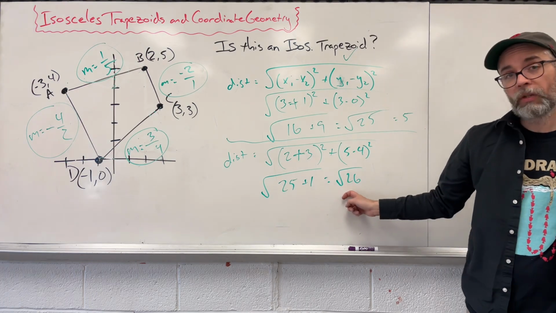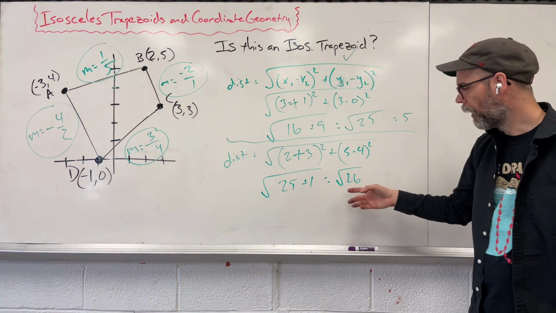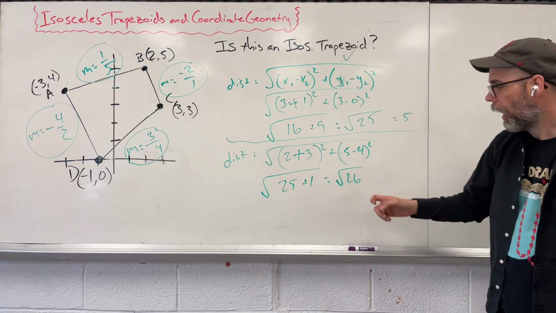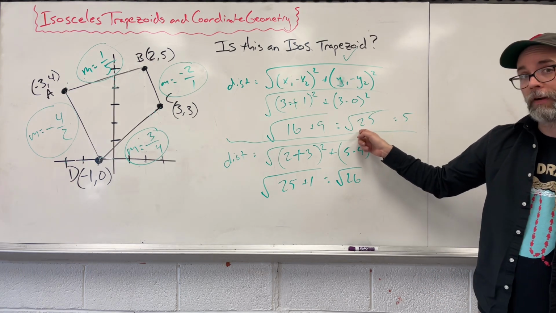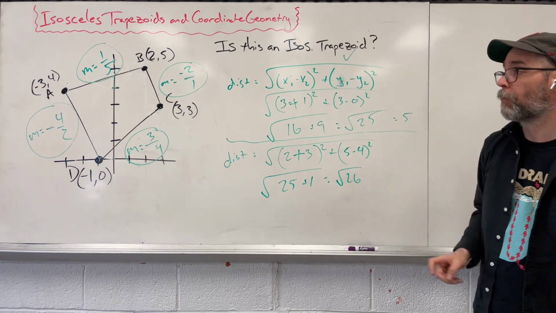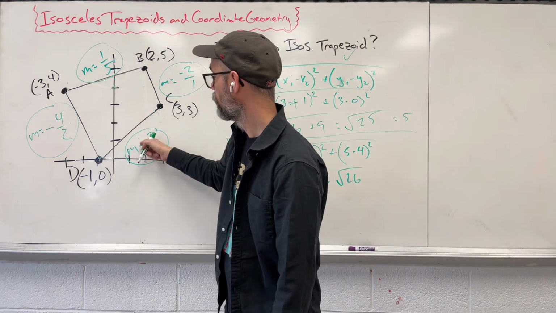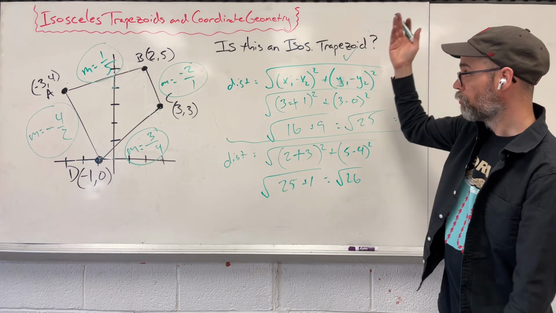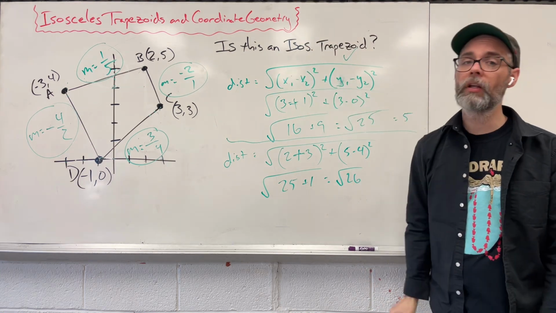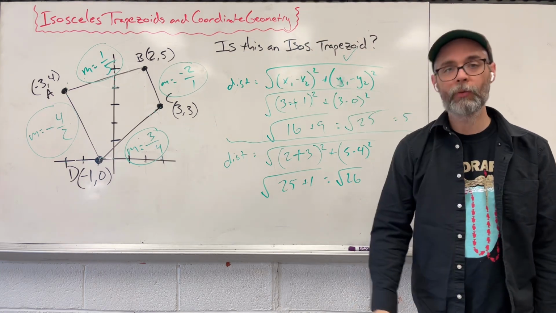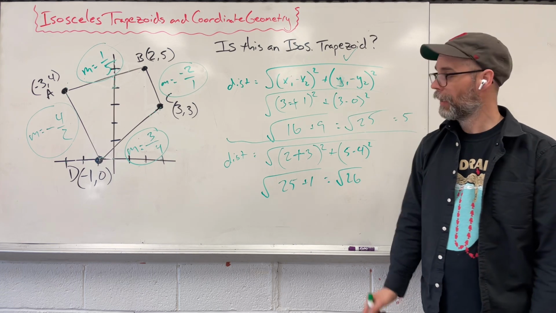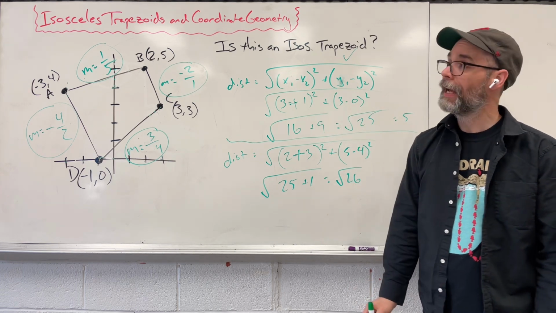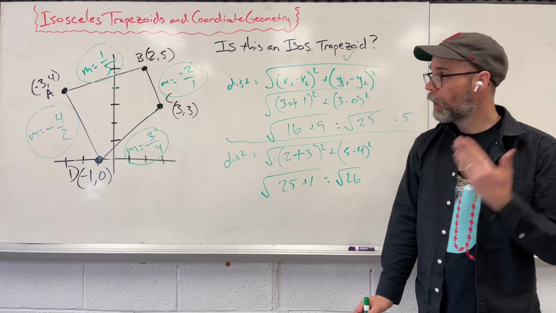Now, I don't really care what the decimal is of this, or a simplified radical version. I know I have radical 26, I have radical 25. They are not the same number. So this side and that side, those two legs, they are not the same. Do we have an isosceles trapezoid? Unfortunately, we did all this work to find no, we do not. These would have to be the same. And that's using properties of isosceles trapezoid and coordinate geometry.